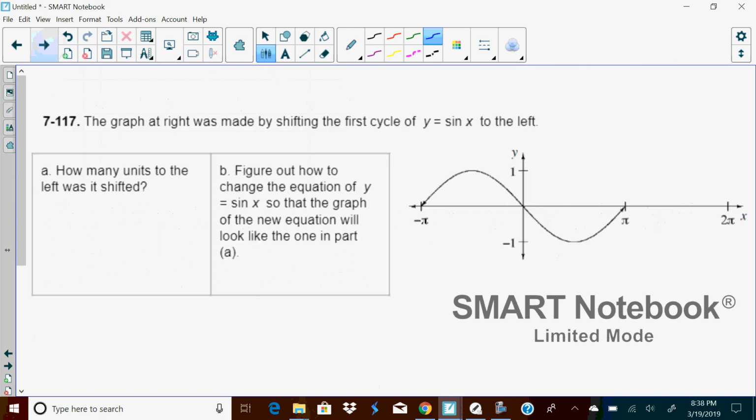Problem 117, the graph array was made by shifting the first cycle of y equals sine of x to the left. How many units did it move to the left? It moved pi units. Figure out how to change the equation so the graph of the new equation will look like the one in this part. So it's going to be y equals the sine, since I moved to the left, it's going to be x plus pi.